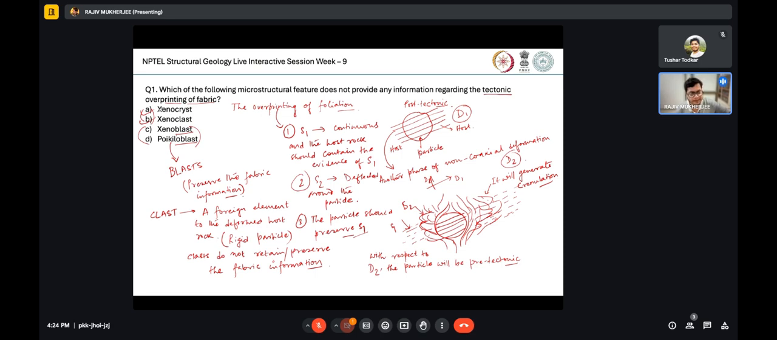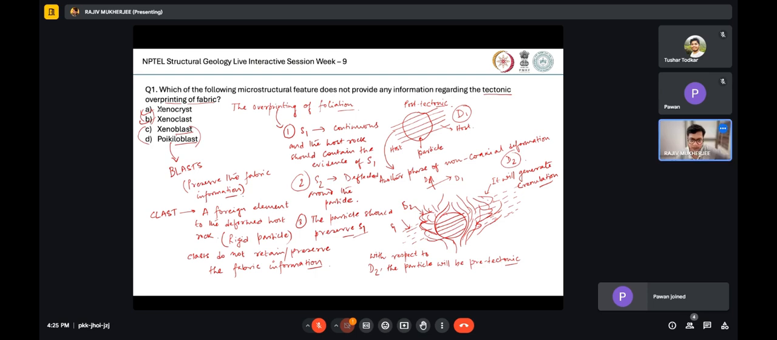But whenever you're talking about a blast, it should essentially be a single crystal of a mineral, because it is growing during or after the deformation within the host rock. It is consuming some trace elements or major elements through diffusion and dissolution-precipitation creep during the deformation from the host rock, and then it is cooking up the crystal while the process of deformation is going on.